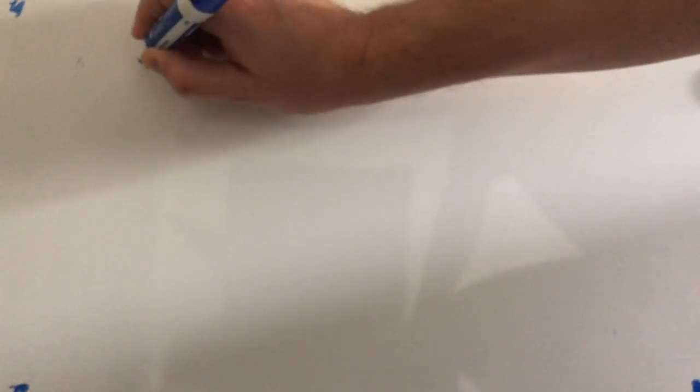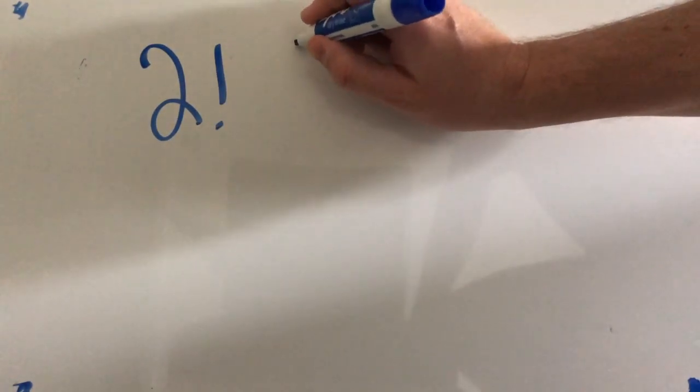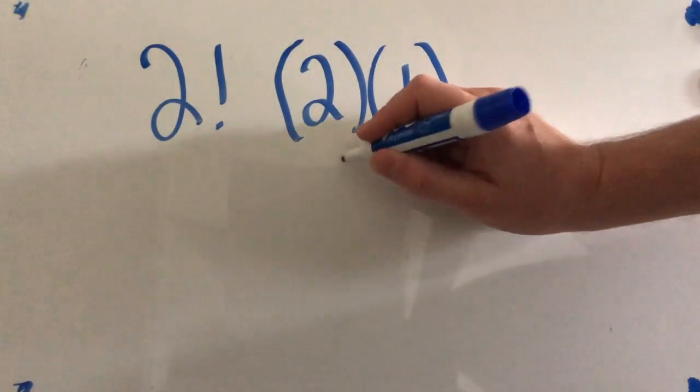Remember a factorial, I'm going to start with that number that they want me to figure out. I know it's a factorial because of the exclamation point. So I'm going to do 2 times 1, and that is 2. Okay, another example.